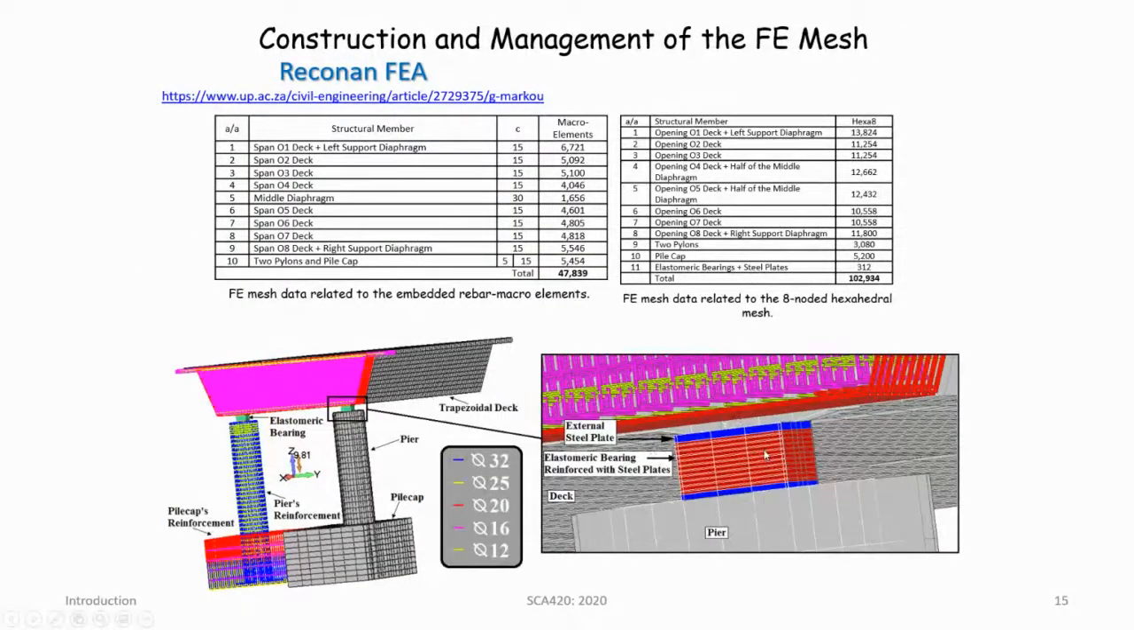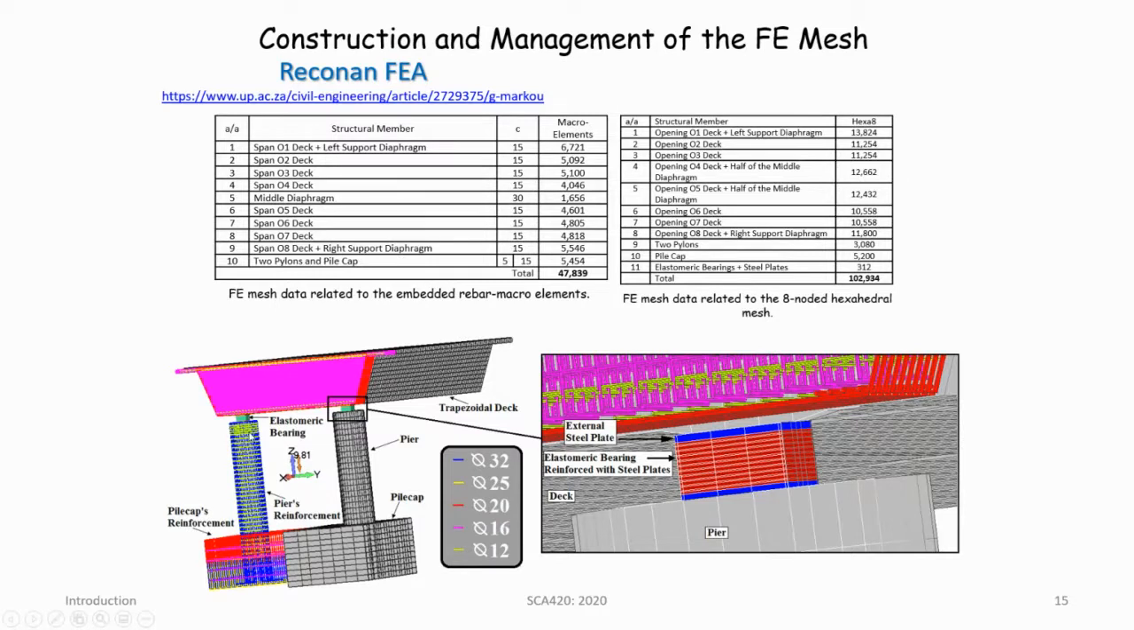And of course, we included the elastomeric bearings as well. These are some numbers in relation to the mesh. 47,839 macro elements were created, but one macro element could penetrate up to 50 hexahedral elements. So after you perform the mesh generation procedure, we ended up with more than 500,000 embedded rebars. Each and every hexahedral element consists of the embedded rebar, which is handled according to the deformation of the hexahedral element. And of course, the hexahedral elements were more than 100,000.